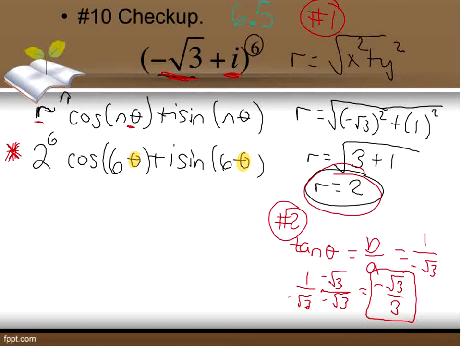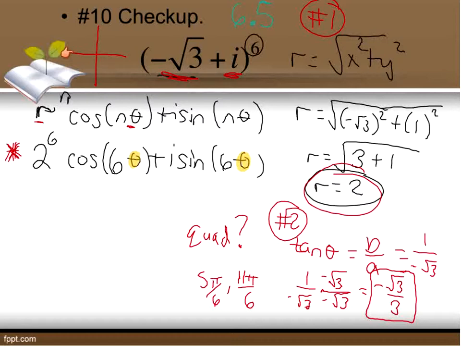If I'm looking at my chart that I have here, it's hopefully the same chart that you guys have kept handy, there are 2 places where tangent gives you negative root 3 over 3. It is at 5 pi over 6 and 11 pi over 6. Only one of those 2 is my correct theta. Here's how you figure out which one it is. We have to ask ourselves what quadrant our point is in. Here's how you can tell. If you go negative root 3, that is to the left. If you go positive I, that is up. What quadrant are you in?